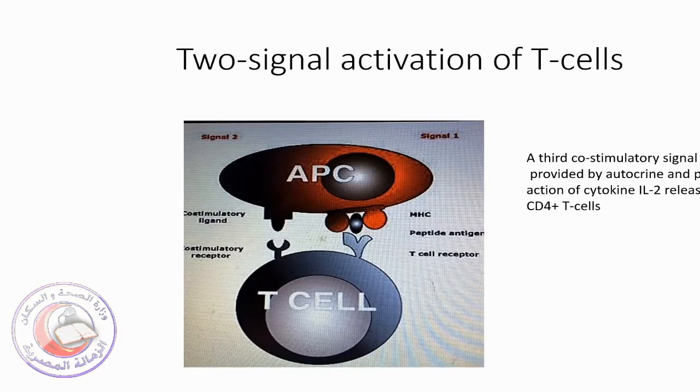Now, the T cells for activation require 3 stimuli. The first is the foreign or non-self peptide presented to the T cell receptor by the antigen-presenting cell. A second co-stimulatory signal requires the engagement of a molecule on the antigen-presenting cell with a corresponding molecule on the T cell.